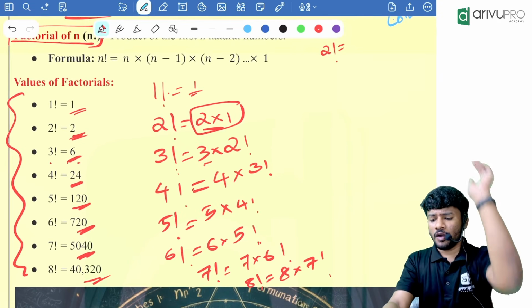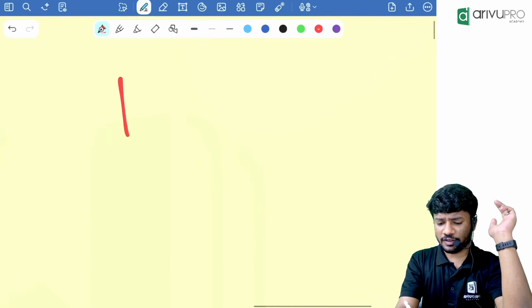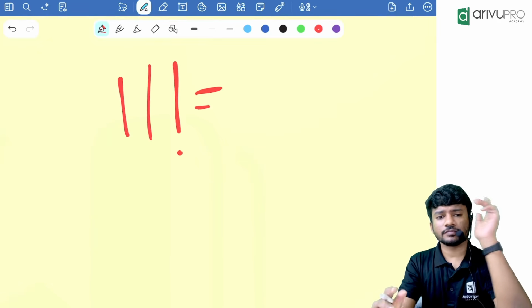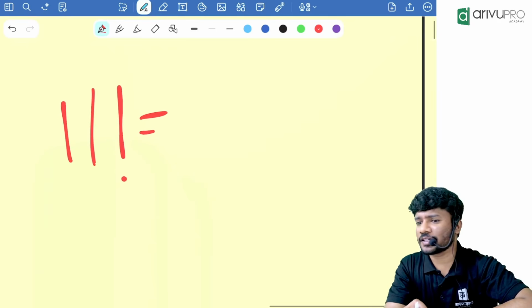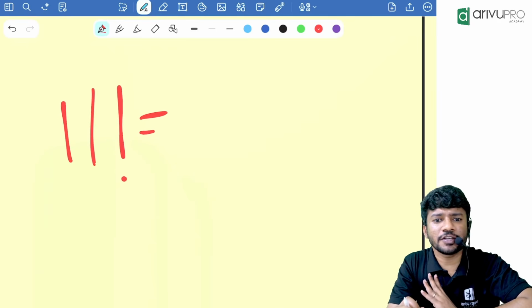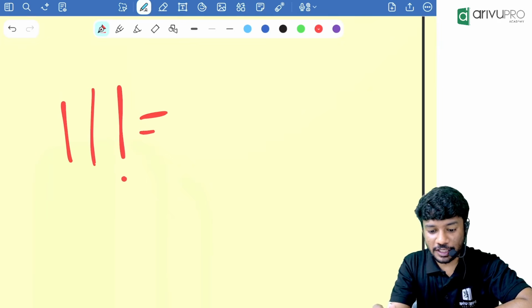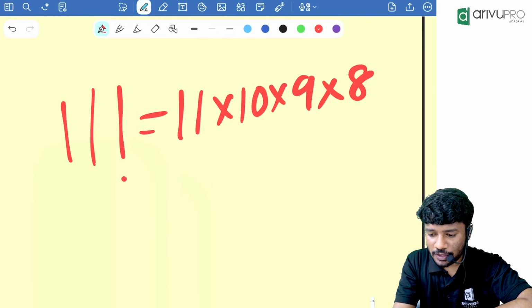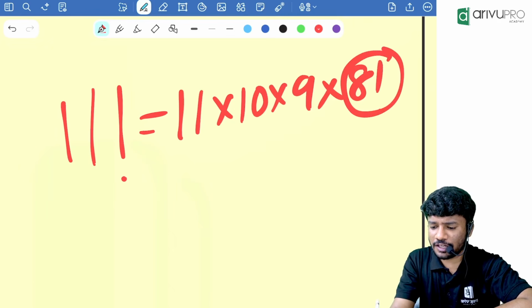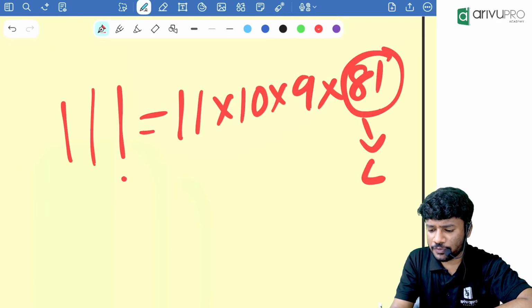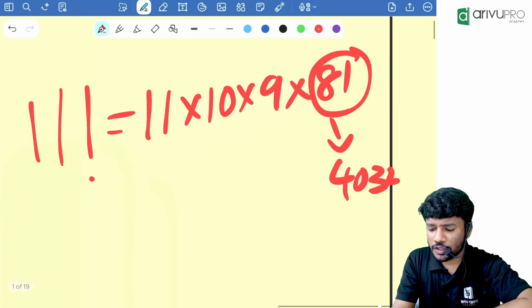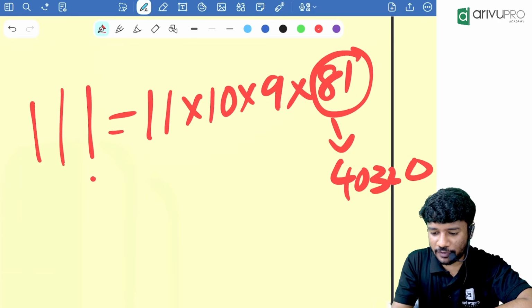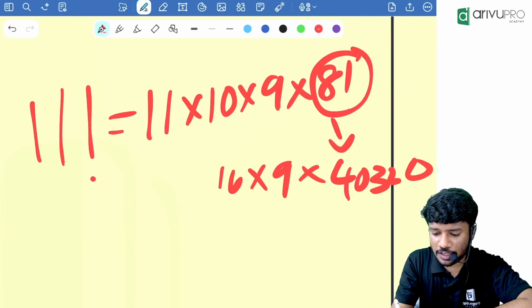Now, what if they ask you 11 factorial? What is the highest factorial you know? 8 factorial. So can I write it like this? 11 into 10 into 9 into 8 factorial. So you know the value of 8 factorial. 8 factorial is how much now? 40320. So you can directly put that value then into 9, into 10, into 11.